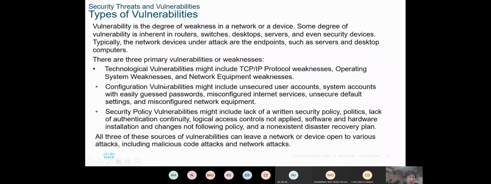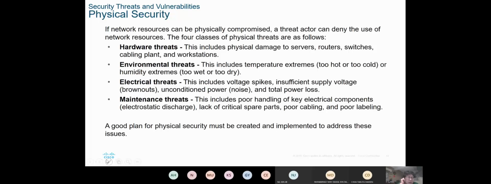So we group them up into technology, configuration, and security policy. In terms of security, you can classify them also under another group called physical security, meaning that you do not leave your equipment lying around. That means you have to secure the environment.